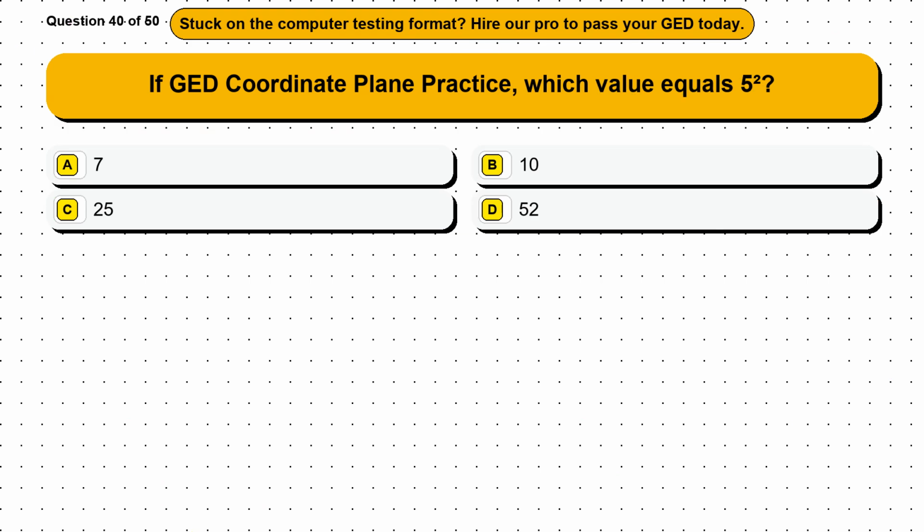Question 40. If GED Coordinate Plane Practice, which value equals 5 superscript 2? Option A, 7. Option B, 10. Option C, 25. Option D, 52.